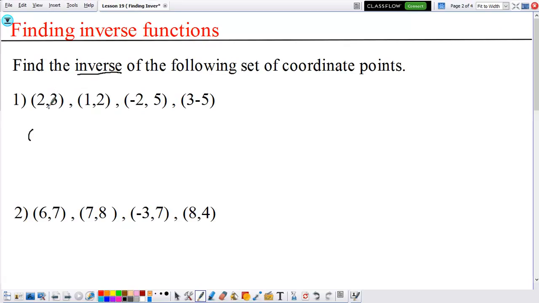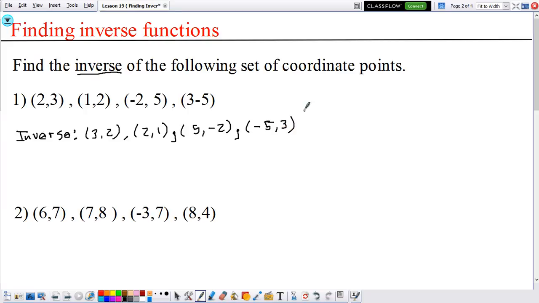If my first coordinate is 2, 3, then for the inverse, it will be 3, 2. If you have an original point of 1, 2, then the inverse is going to be 2, 1. And the same goes for everything. Because again, inverse means to go backwards, and in coordinate points, it just means we're flipping its coordinates. So this is the original, which means that the inverse is what we have here.